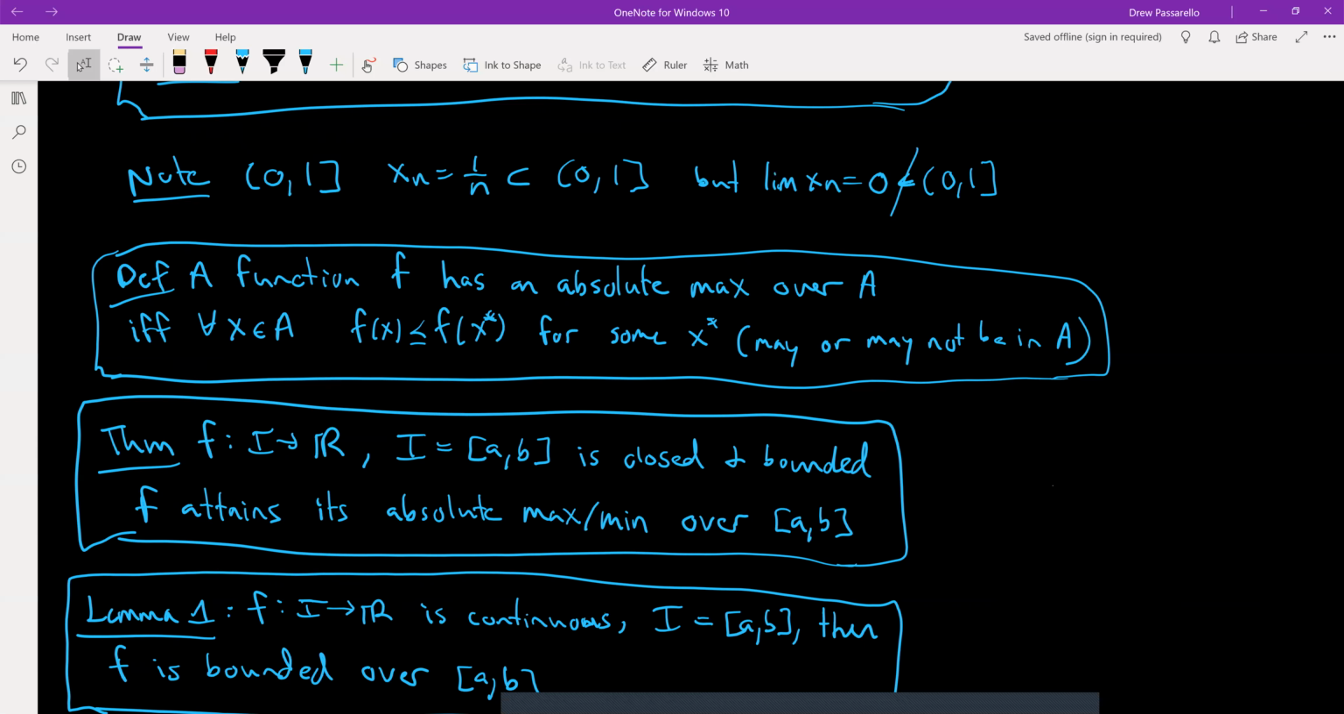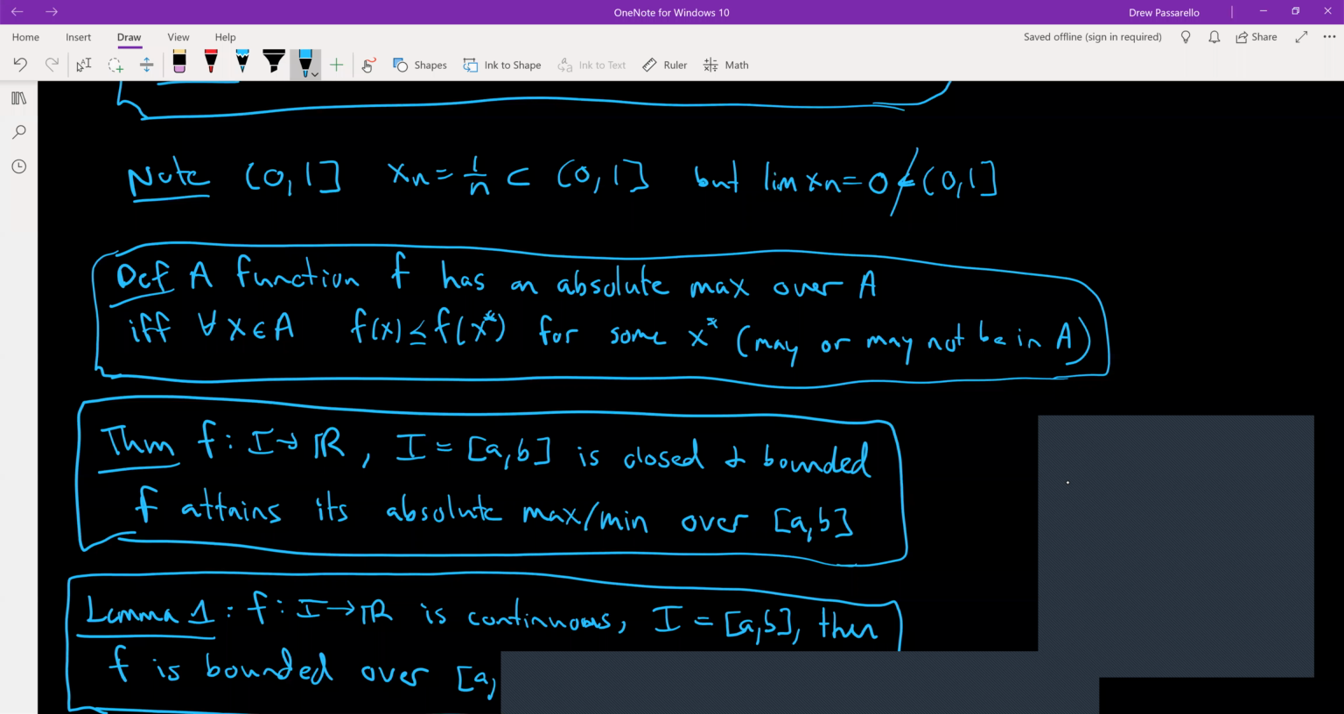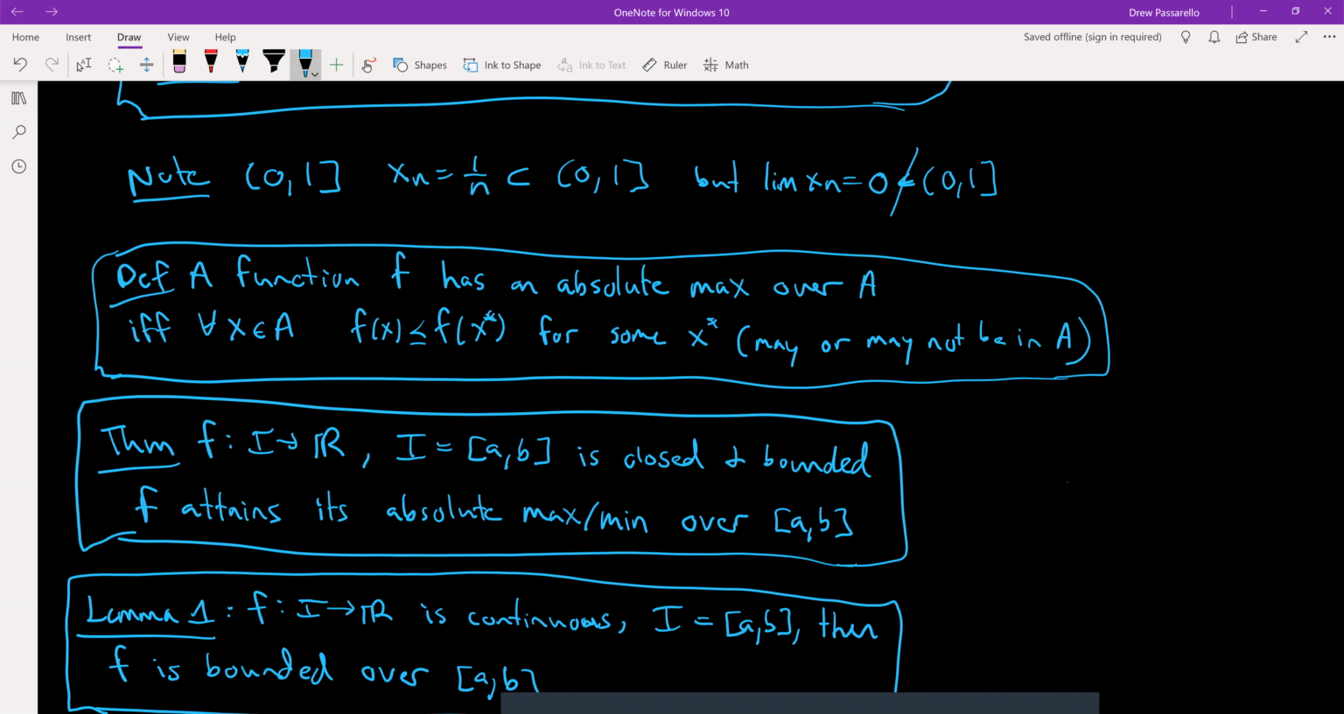Now, a theorem: if you have the function f going from I to the reals, for I a closed and bounded interval [a, b], and this function is continuous, then f attains its absolute max and min over [a, b]. And then the next thing is we'll go over two lemmas. Lemma 1: if you have a continuous function on the closed interval [a, b] to the reals, then the function is going to be bounded over that closed interval [a, b].